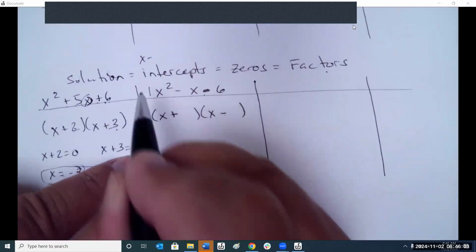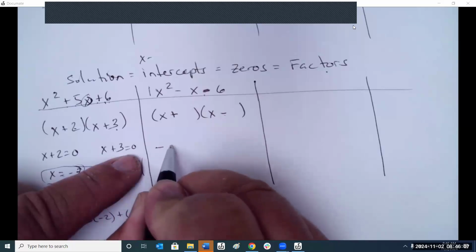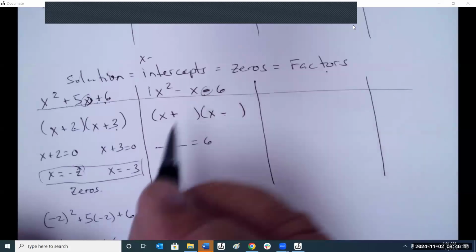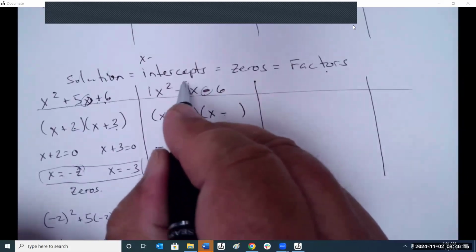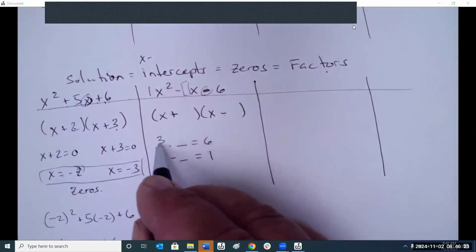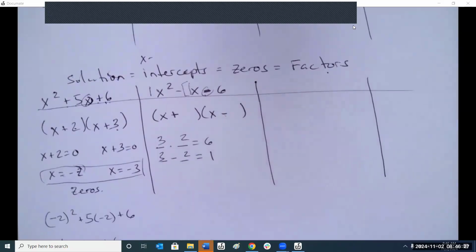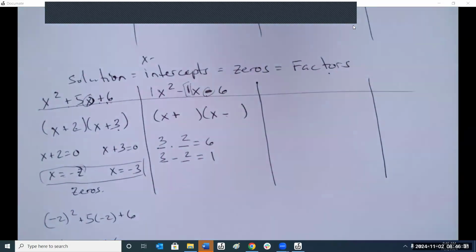Again, A is 1, so 1 times 6. We have to figure out what times what equals 6 that when we subtract them, it equals 1, the B value. 3 times 2 is 6, and 3 minus 2 is 1, because the B value is 1. That's what we're looking for.